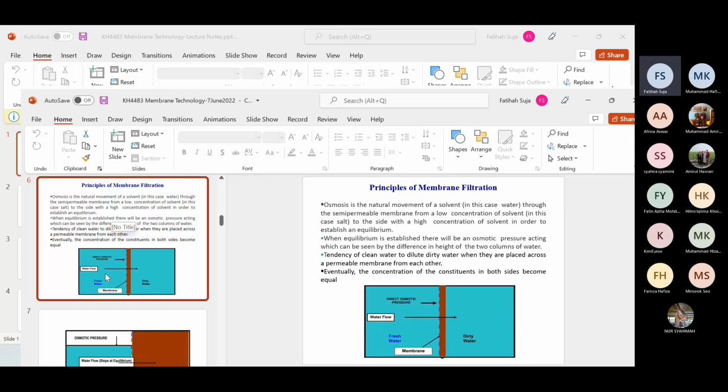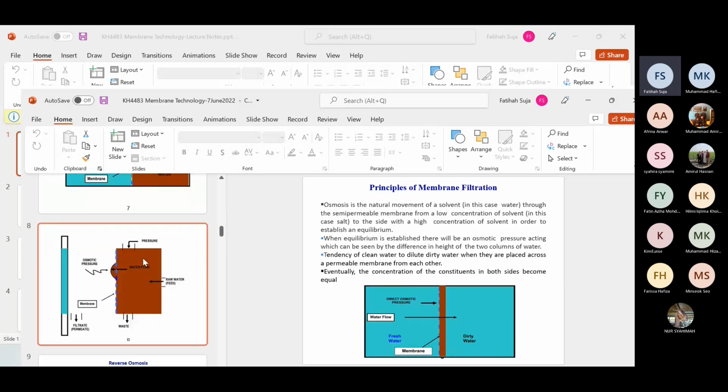the concentration of the constituents on the clean side of the membrane. Okay, so this is osmosis. So you need to understand osmosis. Osmosis actually goes from the fresh water to the dirty water, but finally they will stop when the process is in equilibrium. Okay, so this is a natural movement of water.